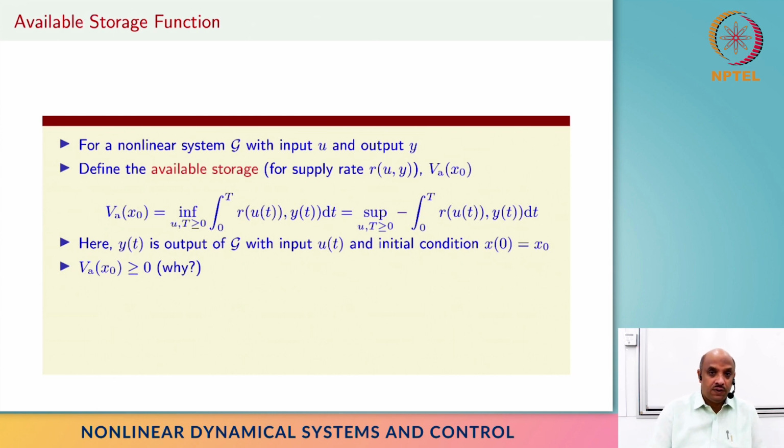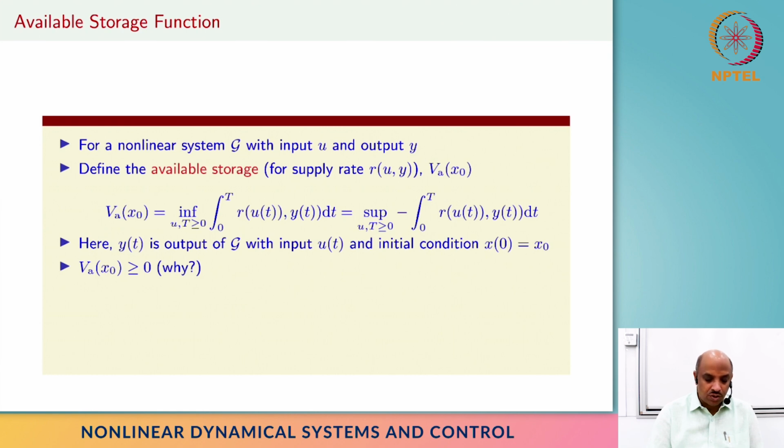So that will be independent of u or t, because you're trying to get rid of all that by maximizing or minimizing that particular problem. You'll end up with simply a function of x0, and that we call the available storage. Now this available storage is going to be non-negative, and I put a question: why? Give it a second to think about.